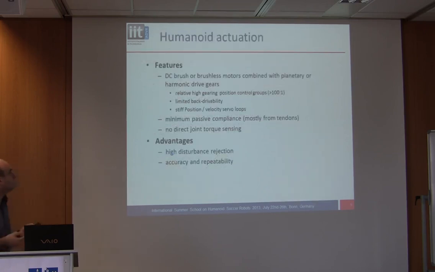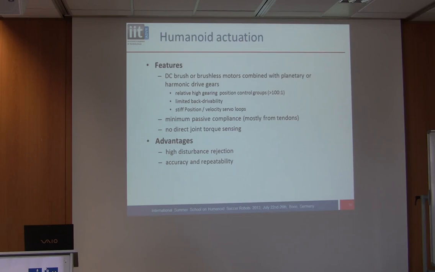So, moving now to humanoid actuation, after having this classification of robotic actuation, we can see that the predominant actuation used in humanoids is the second solution that I introduced before. This is basically a combination of motors with a gearbox. Usually these have high gearing, more than 100 to 1. I would say 100 to 1 is relatively moderate. Usually humanoids go up to 300 or 400 to 1, which means that they are completely non-backdrivable due to the high friction in the transmission system.